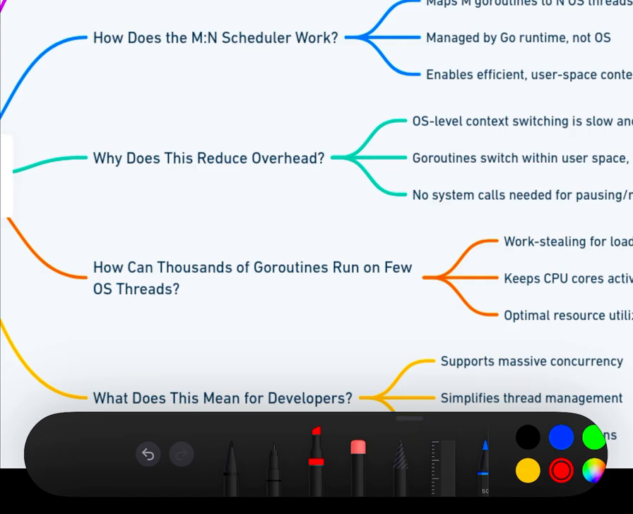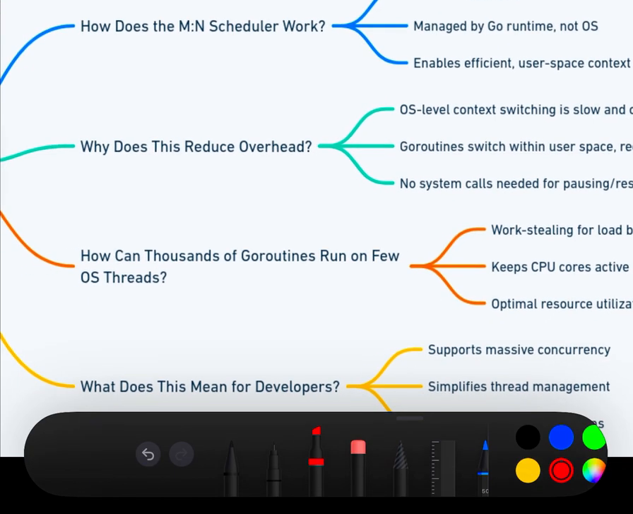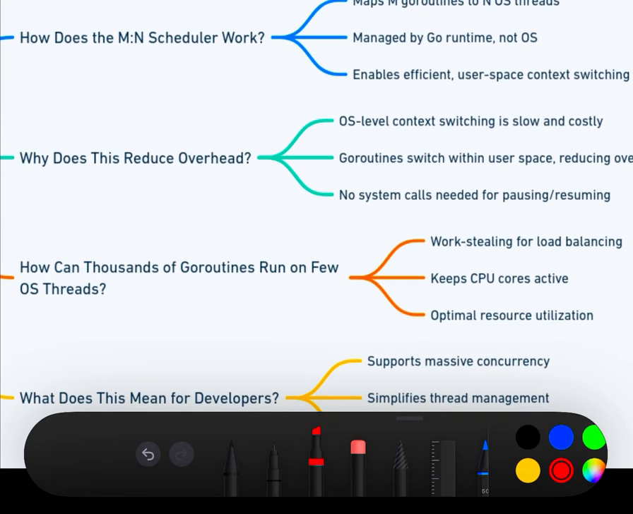But why does avoiding the OS matter so much? OS-level context switching, the process where the CPU switches from one thread to another, can be slow and costly. Each switch requires saving and restoring a substantial amount of state information, leading to higher latency. This is where Go's user space scheduling steps in as a game changer.